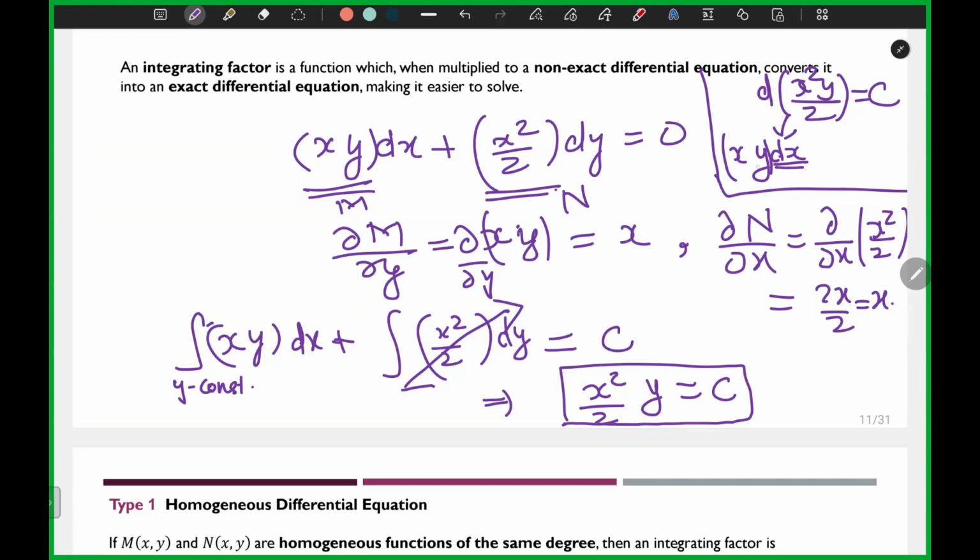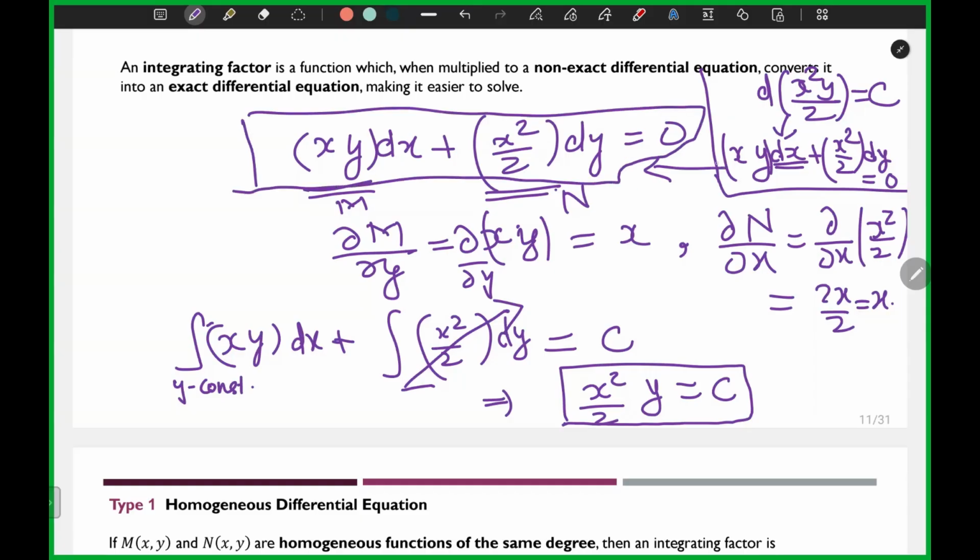And what do we get when we differentiate with respect to y? It is x square by 2 dy. And what is that, 0? Differentiation of a constant is 0. So you can also check. This is the same differential equation that we are using to solve. Okay, so this is the solution, this is the back part. We can verify here.